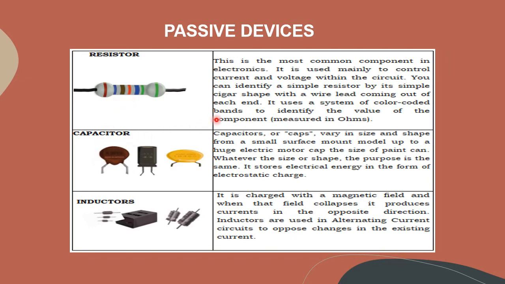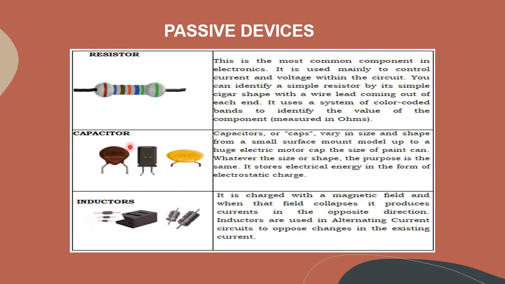You can identify the resistor because of its cigar shape with a wire lead coming out of each end, like this one. And it has different colors here. Actually, these have indicators. So what is the color all about? The color-coded bands are used to identify the value of the component.